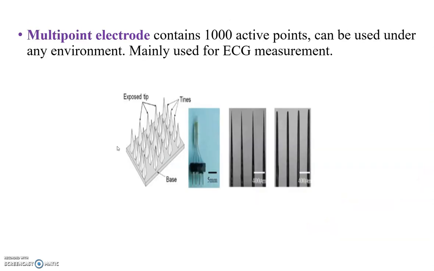Next one, the multi-point electrode. It contains 1000 active points. It can be used under any environment. It is mainly used for ECG measurement. This is a 3D view of multi-point electrodes.